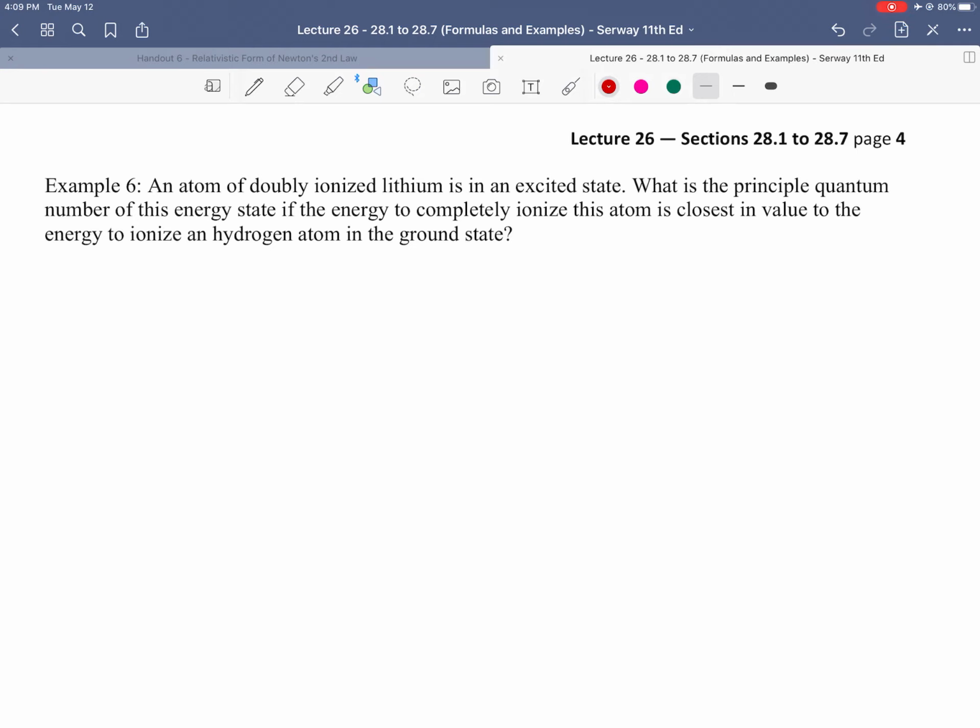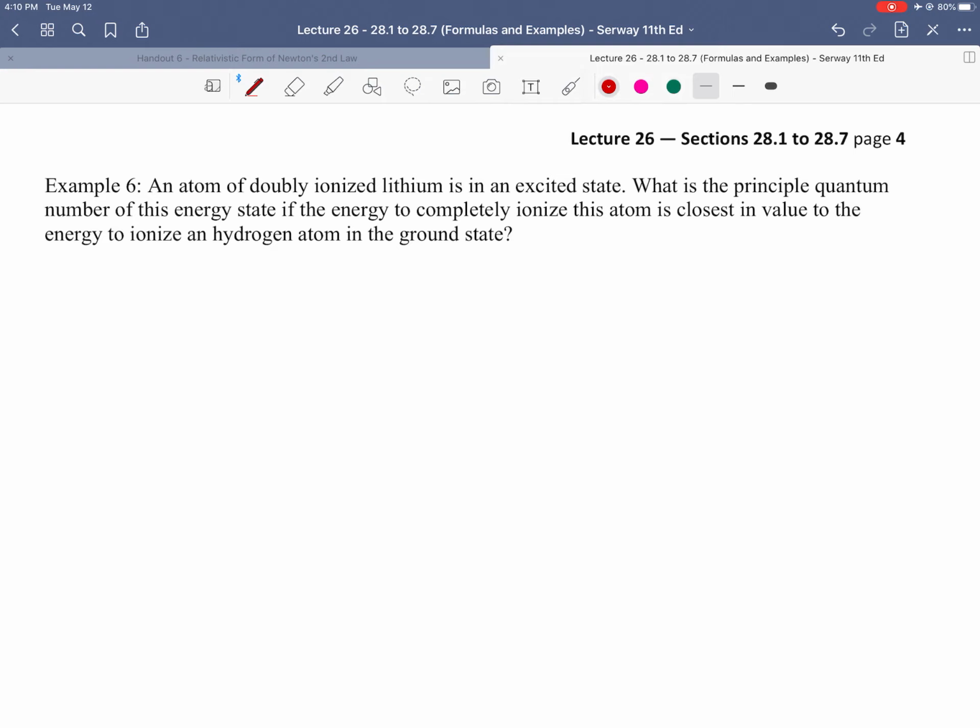All right, and this one I wanted to actually talk about something that was hydrogen-like rather than non-hydrogen-like. An atom of doubly ionized lithium is in an excited state. What is the principal quantum number of this energy state if the energy to completely ionize this atom is closest in value to the energy to ionize a hydrogen atom in the ground state? All right, so we're just going to find the closest n that makes this work.